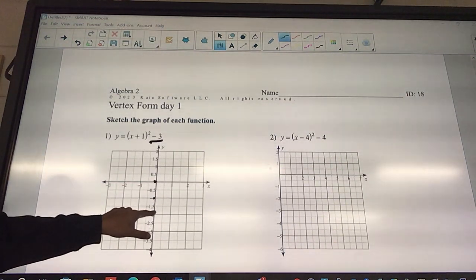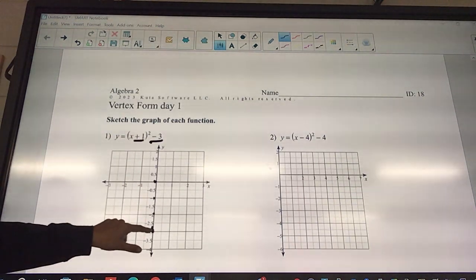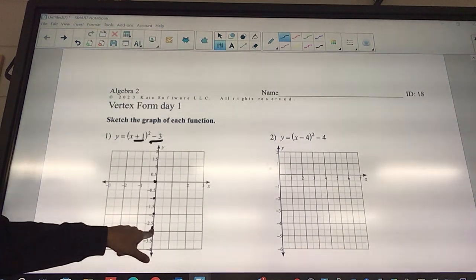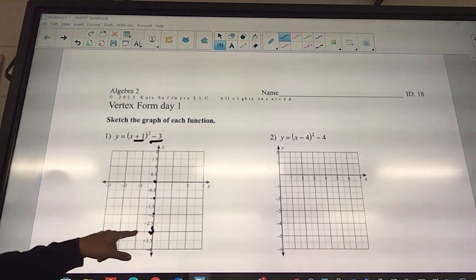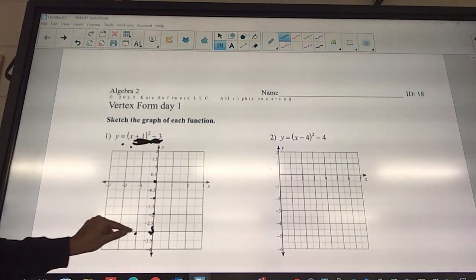So we're going to go 1, 2, 3. A +1 on the inside does what? It's going to go left 1. So we're going to go left 1. Now, once you hit the second shift, and you've done these 2 shifts, that's when you make your dot. So we're going to make our dot there.